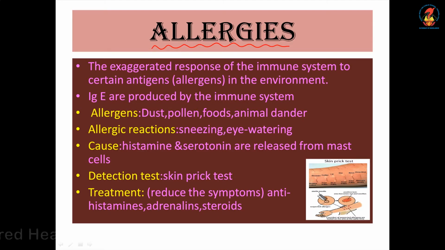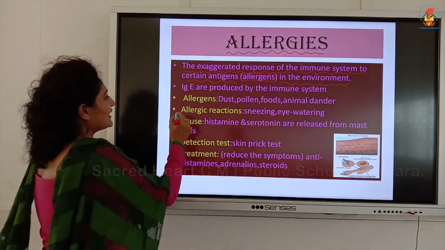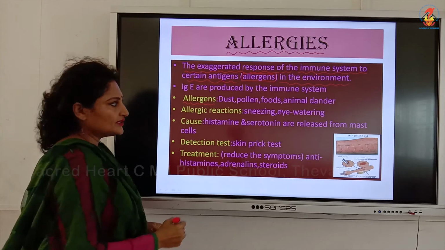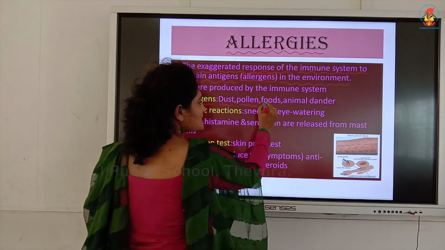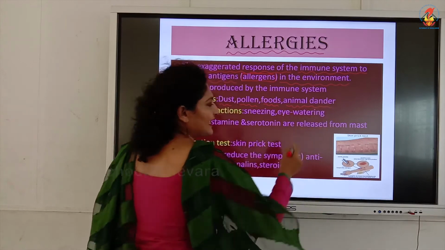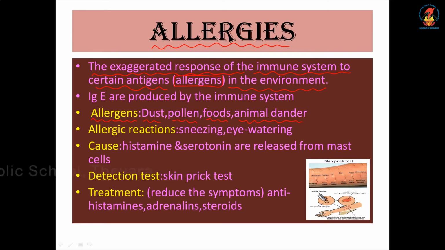So let's define allergy. Allergy is the exaggerated response of the immune system to certain antigens present in the environment. So once again, what is allergy? It is defined as the exaggerated response of the immune system to certain antigens present in the environment. These antigens are called allergens, and the allergens include dust, pollen grains, certain foods, animal dander. Animal dander means the fur of animals.